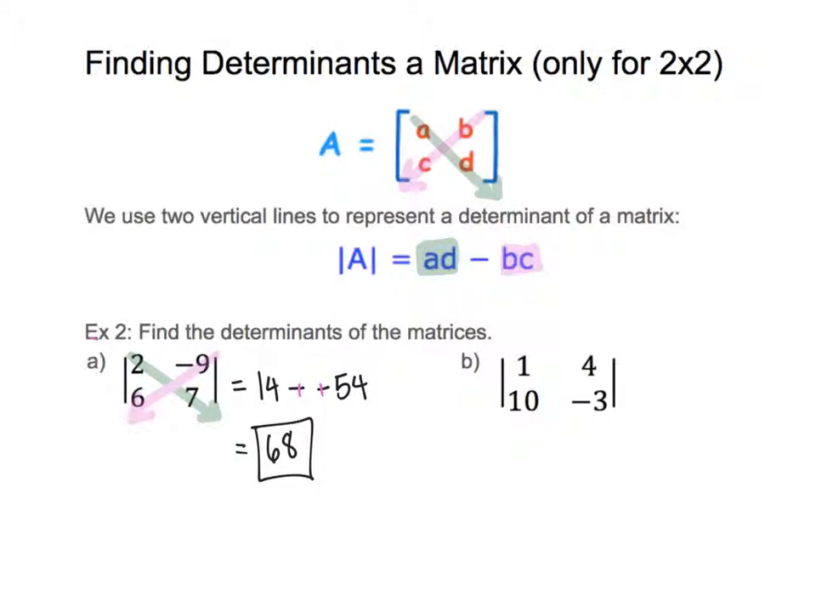When you find a determinant, it's always just a number, one number. So it's not a matrix anymore. It's a number. So we're going to do that here.